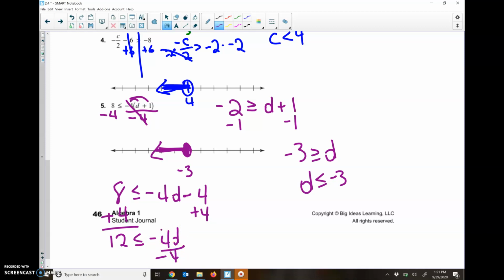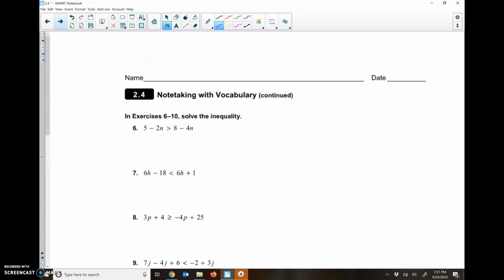And then once I divide, I still end up with -3 is greater than d. So either way you want to do it there, both ways work. All right. For here, the only difference is we've got a variable on both sides now. So we're going to have to get those together.